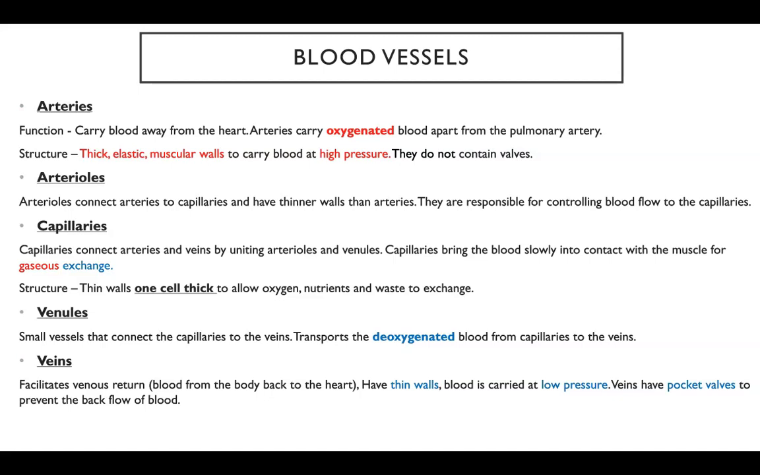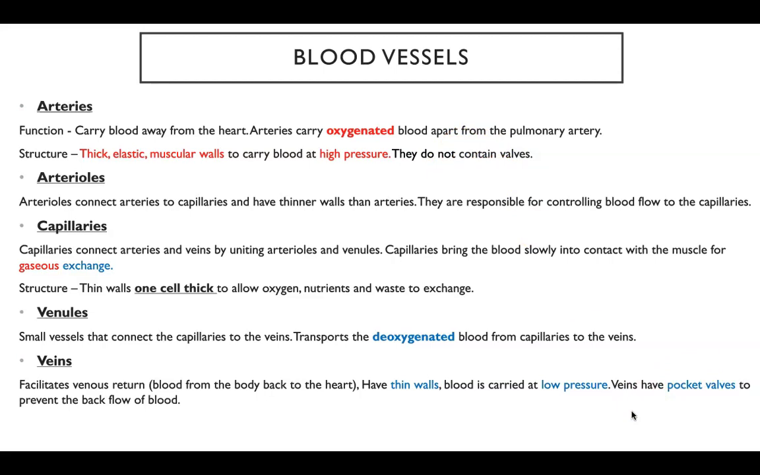So if you look at a vein there, it's completely the opposite to an artery. Arteries have thick elastic muscular walls, veins have thin walls. Arteries carry blood at high pressure, veins carry blood at low pressure. Arteries do not have valves, veins have valves. So they are the notes you must get down.